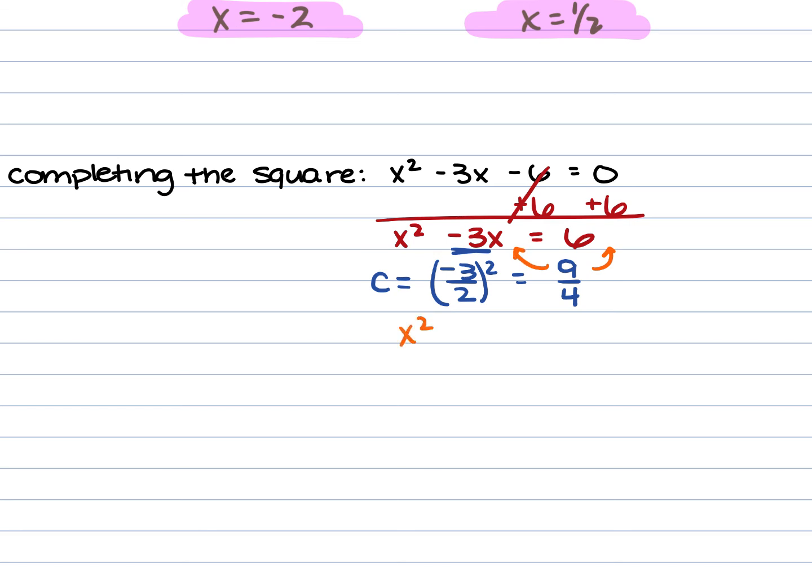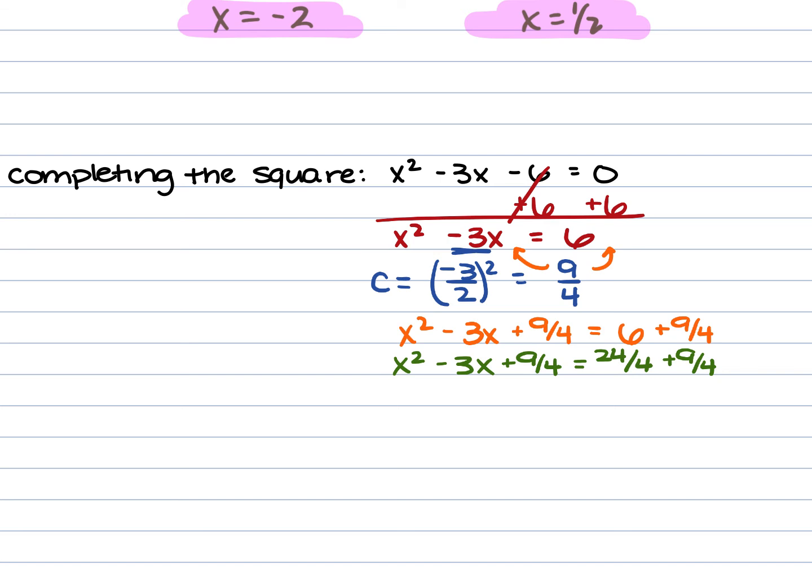So we're going to have x squared minus 3x plus 9 over 4 is equal to 6 plus 9 over 4. That 6 is 6 over 1. You have to turn it into a fraction that has 4 in the denominator. So you're going to have x squared minus 3x plus 9 over 4 is equal to 24 over 4 plus 9 over 4.